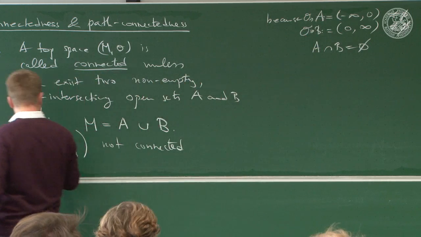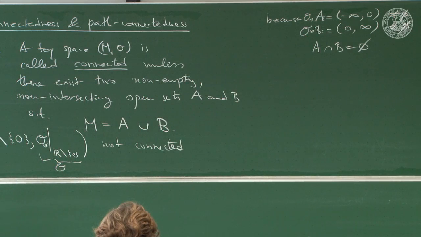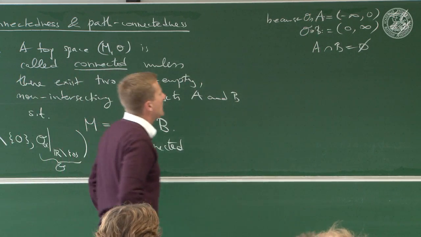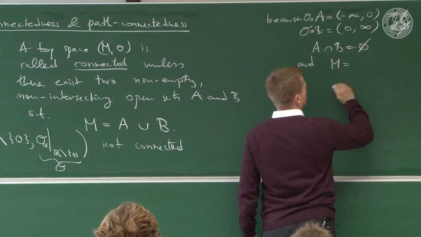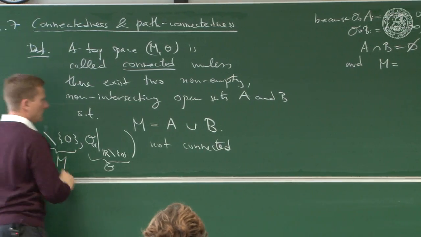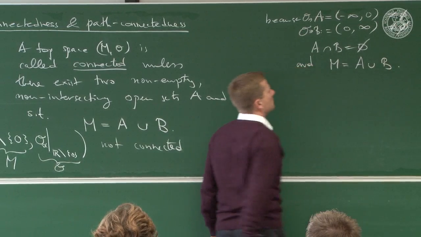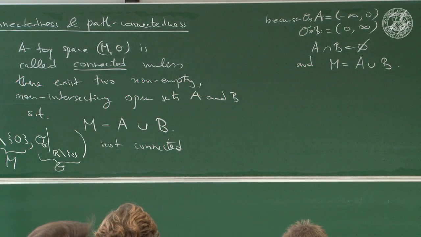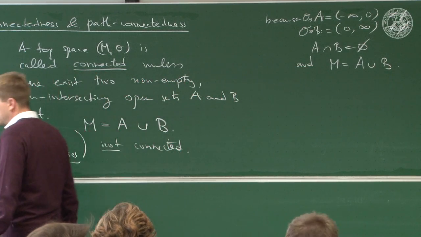In the induced topology, for short, I will call this induced topology curly O. They're both open. And M is clearly the union of the two. That's it. So this is clearly not connected.